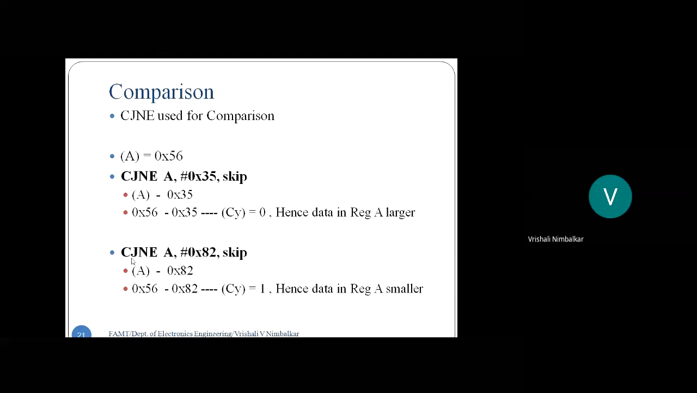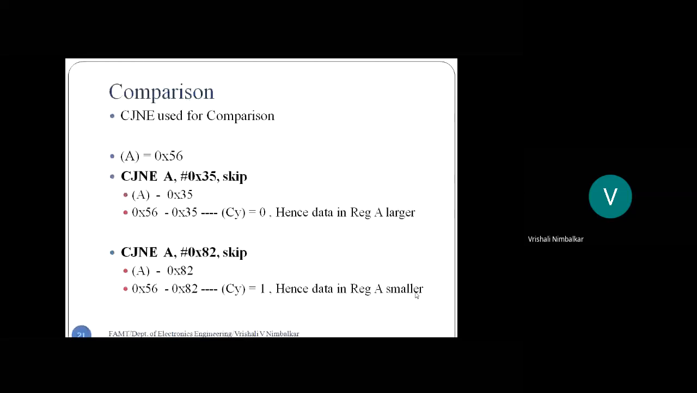Correct? See the second example. CJNE A comma 82 hex comma and the label where you're going to jump, skip. So the comparison is between the accumulator and 82 hex. Now the accumulator has 56 hex minus 82 hex. In this subtraction, the second example, I am going to get a borrow. 56 minus 82, there is a borrow. The carry flag will be set. Hence I can conclude the data in the accumulator is smaller than the other.